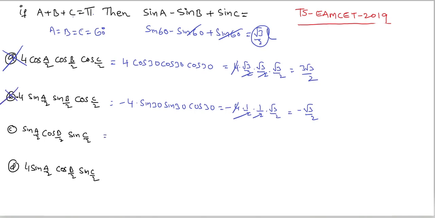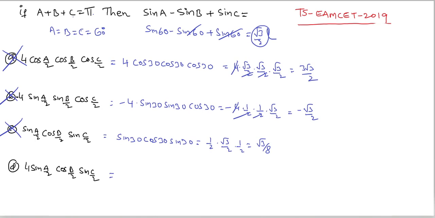And the third option, sin A by 2, that is sin 30, cos 30, sin 30. That is equal to sin 30, 1 by 2, into root 3 by 2, into 1 by 2. That is equal to root 3 by 8. So this is not equal to root 3 by 2. Third option is also wrong.